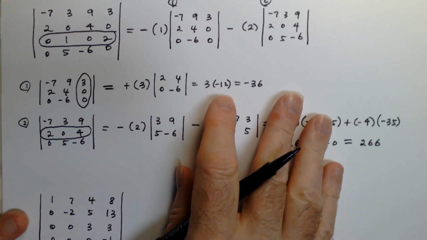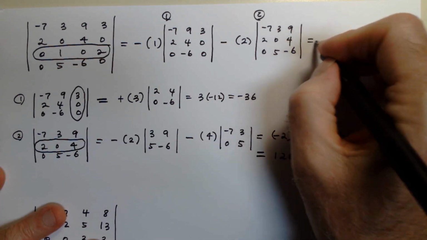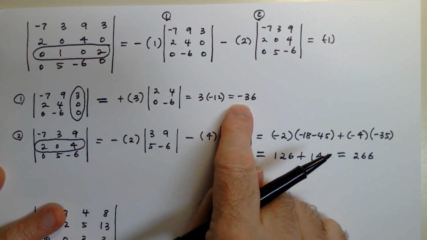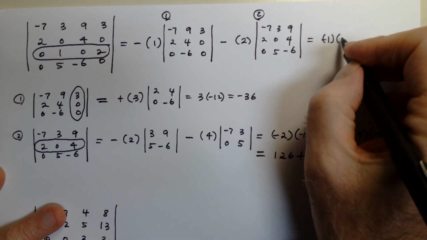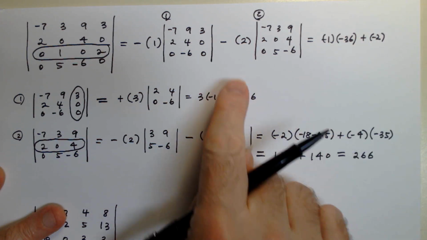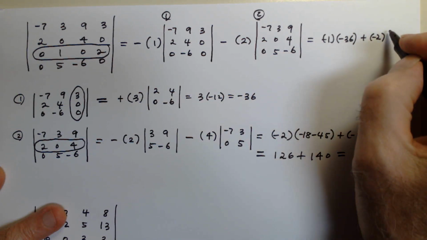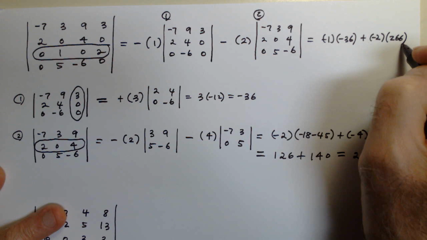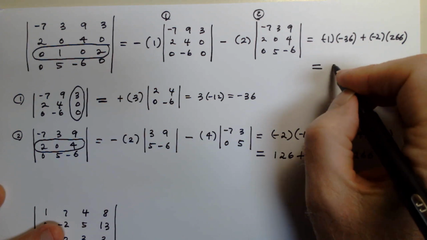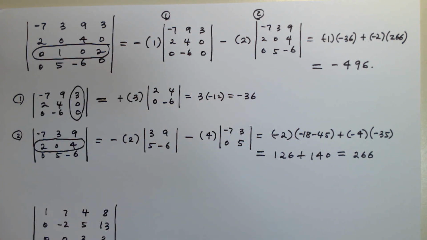Now we can go back into the mainstream of our calculation. Now what do we have? We have a -1 times this 3 by 3 determinant. Now we calculated that 3 by 3 determinant. That's a -36. And then we have plus a -2 times the determinant we calculated for that 3 by 3 matrix, and that was 266. Okay, so this is going to be, after it's all said and done, a -496. And so that's the value of this 4 by 4 determinant.